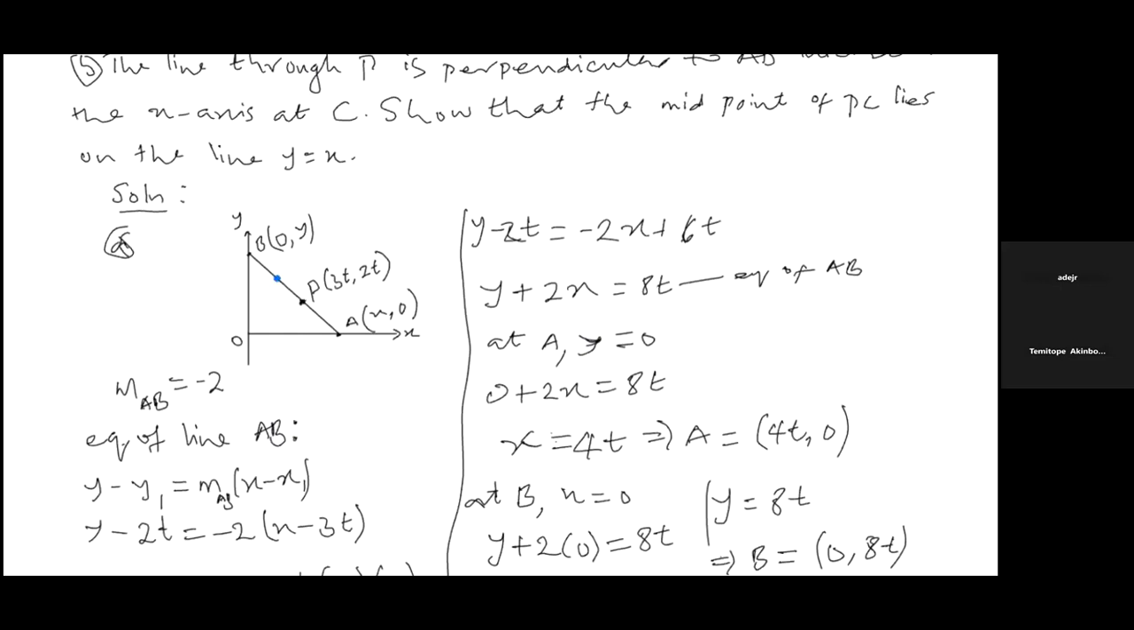From P, so that's the line. It's perpendicular to this, so this place is 90 degrees. And it intersects the x-axis at C. So that means this is point C. Can you see that?